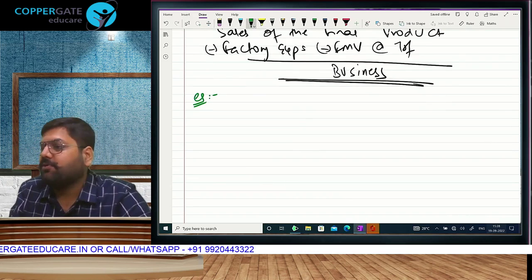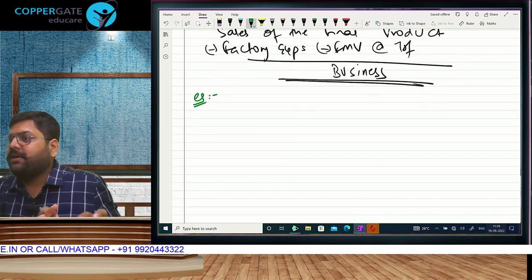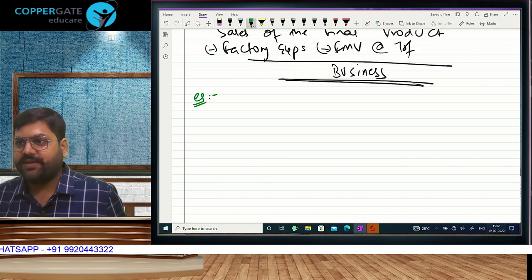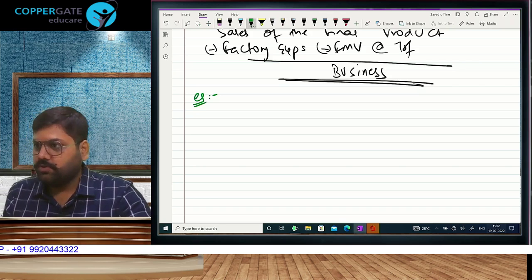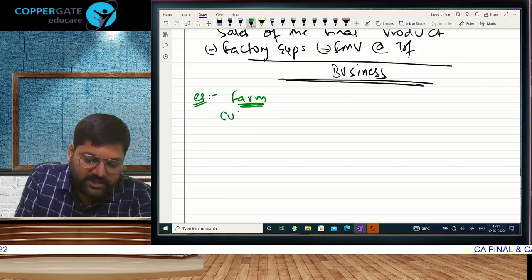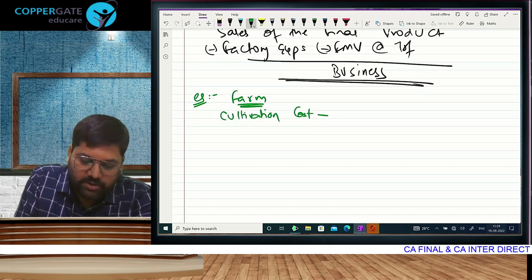I will take example of sugarcane. Sugarcane is cultivated in the farm. Farm में cultivate करके we send it to the factory. Some more expenses are incurred to convert sugarcane into sugar. That's factory expenses, and then we sell the sugar. तो हमने सबसे पहले expenses incur किया किधर? Farm में. Farm में what expense we will incur? Cultivation का cost. Farm के अंदर cultivation का cost was 8 lakh rupees.